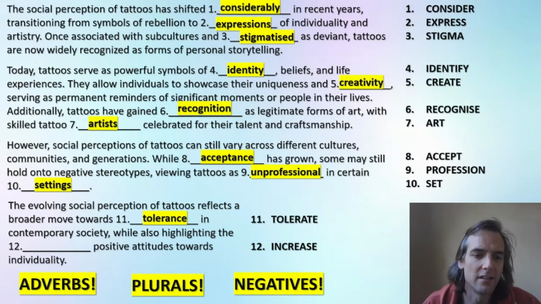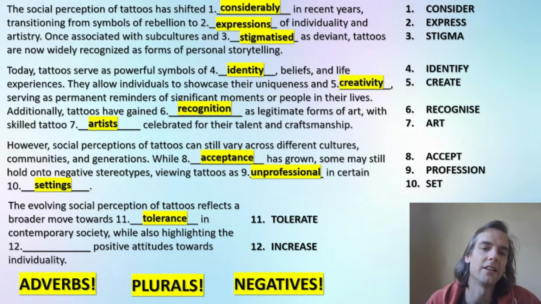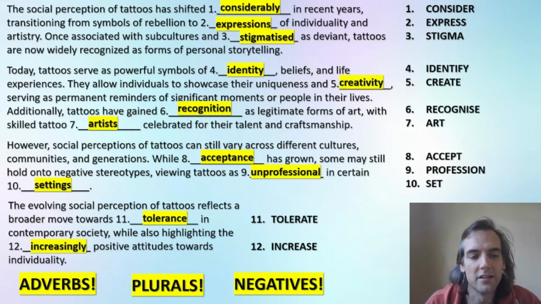And the last one, another typical one. How are the attitudes? They are not just positive, that's an adjective. We need an adverb because we're describing the adjective. They are increasingly positive. So again, it's an adverb. So we've got a couple of adverbs, a couple of plurals, and a negative. A very representative C1 use of English part 3.